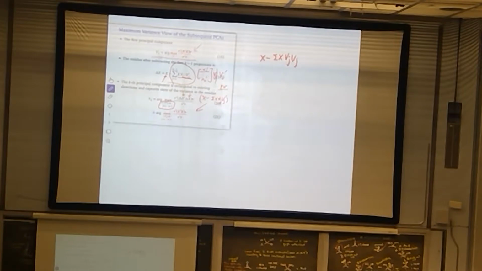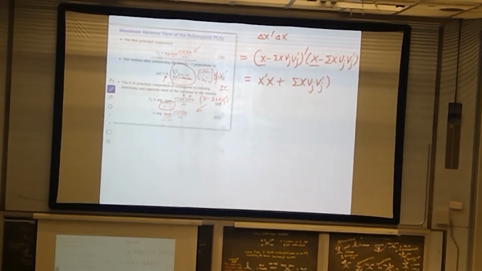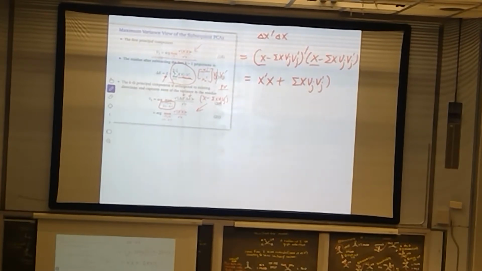When I do the delta, this is delta x transpose delta x equals this. So you can think of, I have the first term, second term, transpose, this transpose, and then there's a cross term.